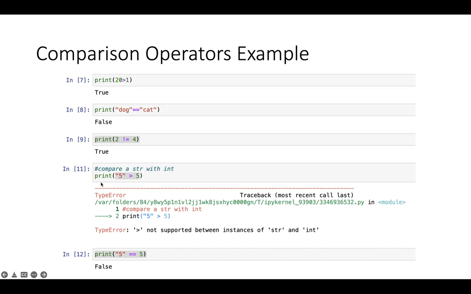Here, next example, print if string 5 is greater than integer 5. As you can see, we get a type error that it can't compare a string with an integer. But here, the next one, print if string 5 is equal to 5. So we can see that it returns a true or false to us.